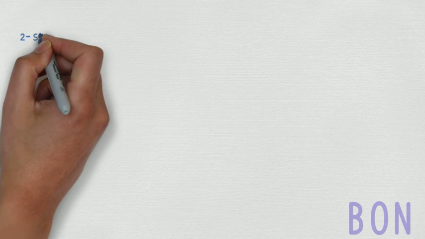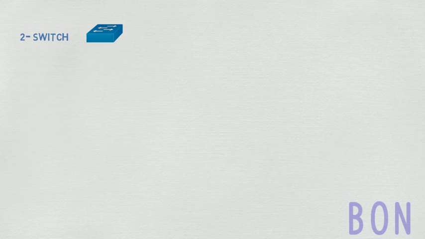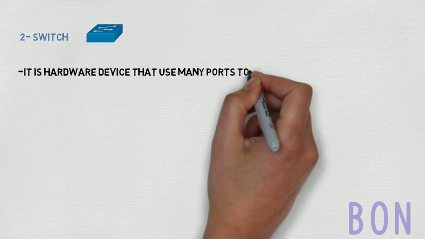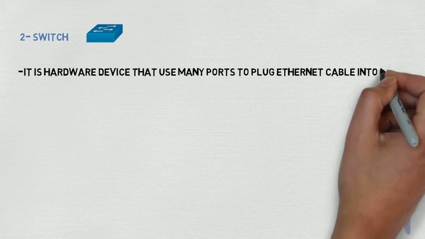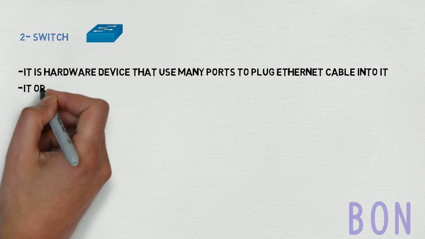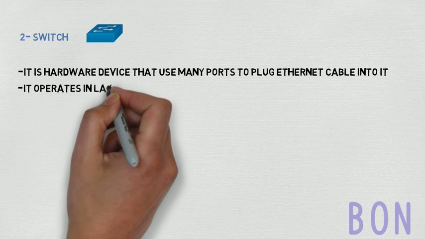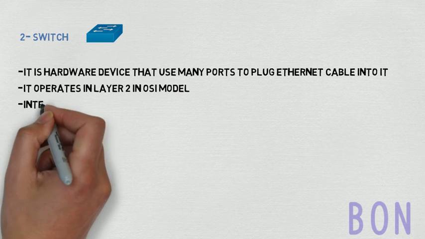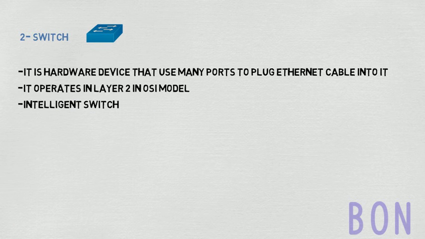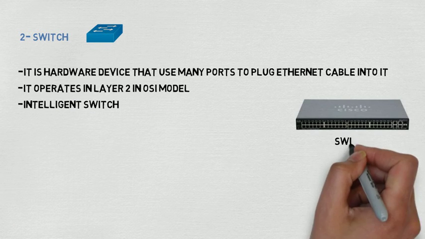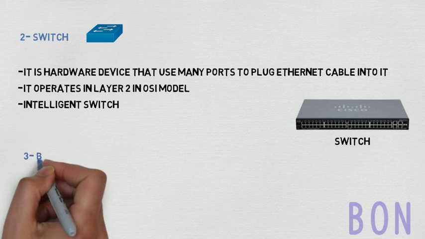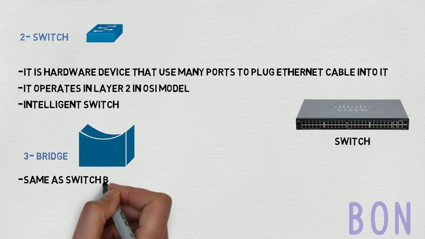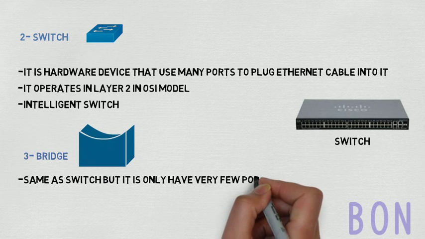Then I will show you what a switch is. A switch is used in businesses, and you can actually use it in the home at the same time because it has a lot of ports that you can use to plug into your computer, your router, anywhere. It's a hardware device. It operates at layer 2 in the OSI model. As I said, don't worry about the OSI model right now. It's an intelligent switch because it knows which port is going out and which port is going in. I don't want you to care a lot about what a port is right now.